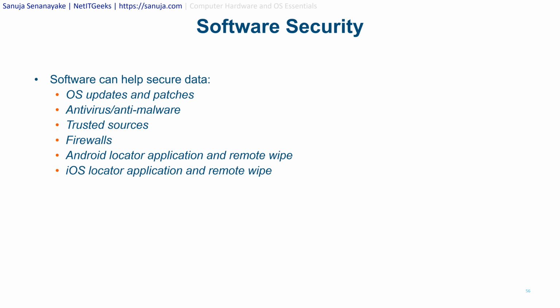You also can set up firewalls. Yes, there are mobile firewalls you can set up. The Android locate application and remote wipe is a really good feature that you can also utilize. If you lose your cell phone, you can quickly locate it using the GPS coordinates, and you can wipe data or lock your device until you get to that device. The iOS locate application can also do the remote wipe and location feature for your iOS devices.